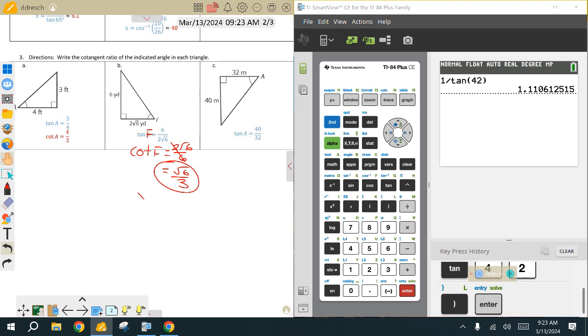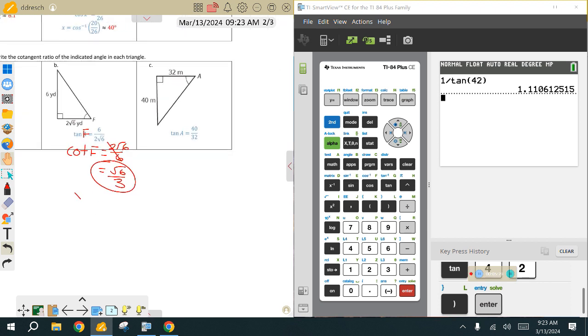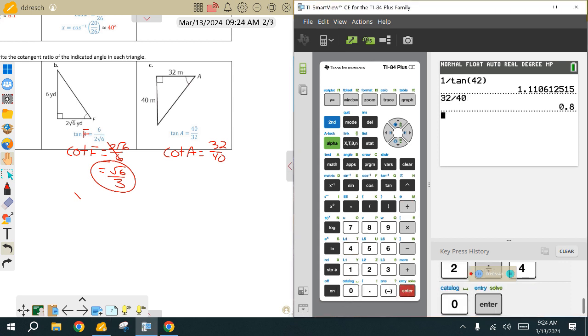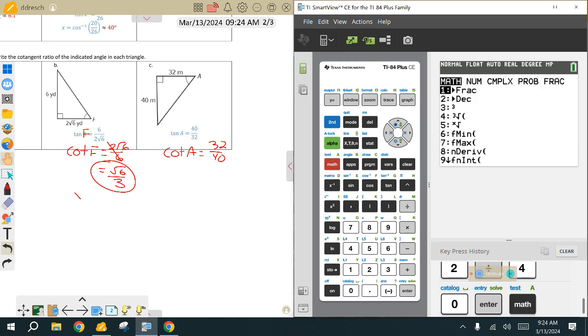I always start with the tangent ratio. On that one there, opposite over adjacent. Okay, to start off with the tangent ratio, cotangent ratio, 32 over 40. That's the first answer I'm starting with. And then I always want you to see if you can reduce it. I did on the other one. Here, I can do the same thing.